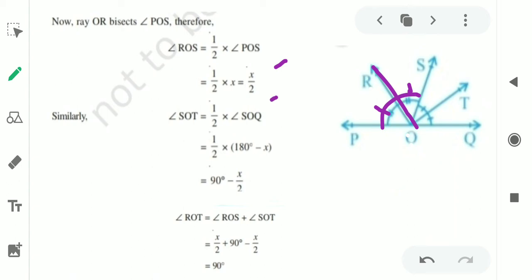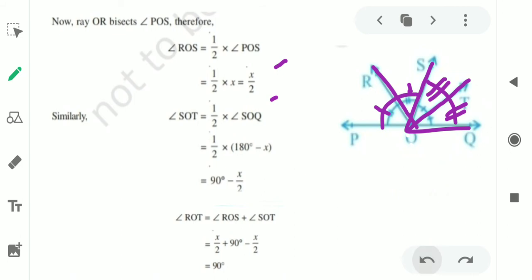Similarly, OT is the bisector of angle SOQ. These two angles are equal. So angle SOT is equal to half of angle SOQ. SOQ is equal to 180 minus X. You can put the value. So what will be half of 180 minus X? You will get 90 minus X by 2.